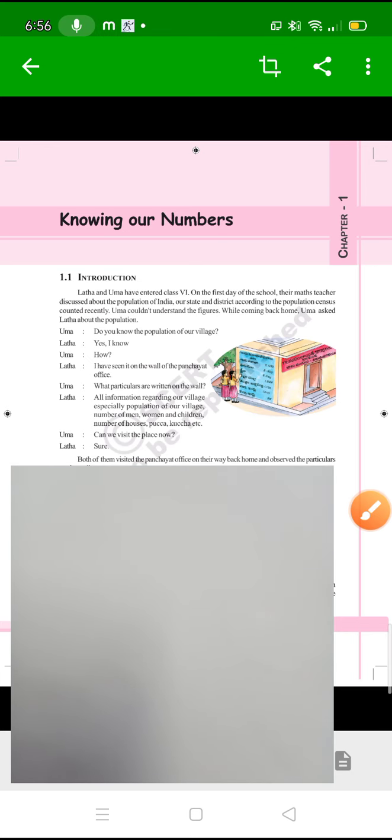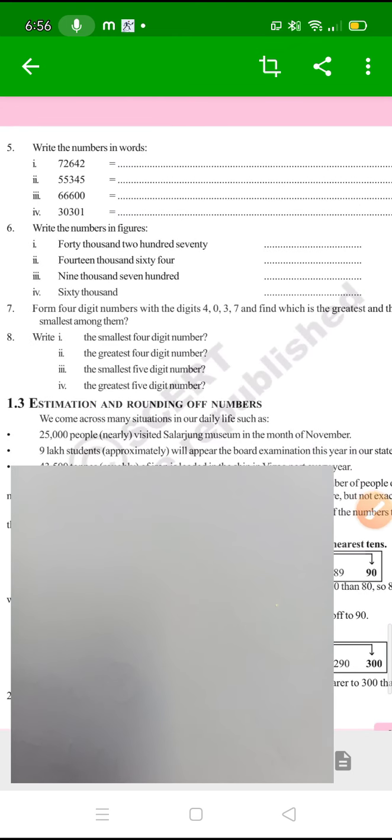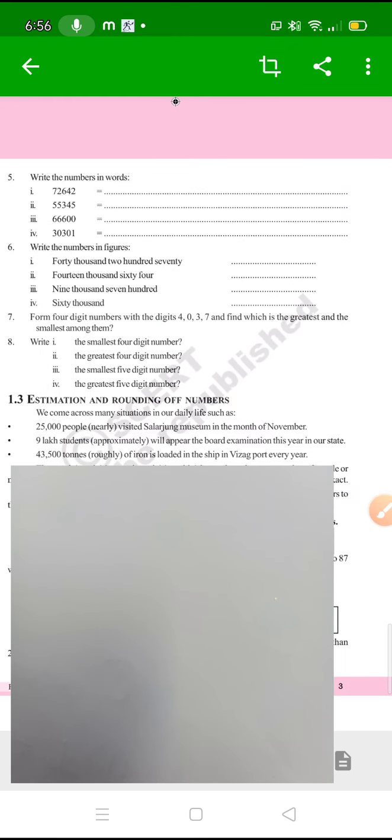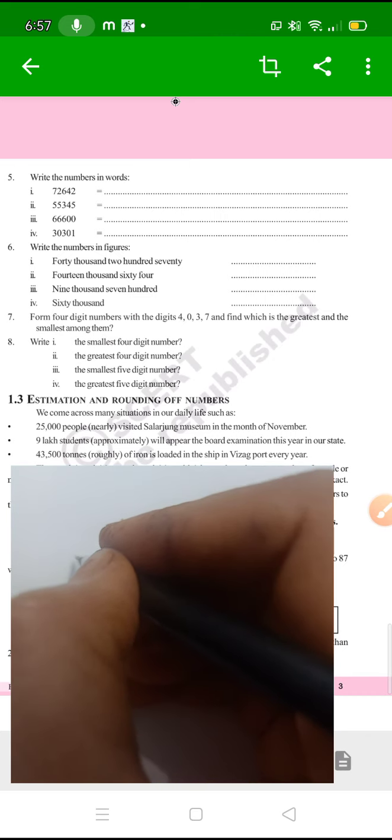Till now, in the last class, we have seen about knowing our numbers up to the 6th bit. Now, move to the 7th bit, that is this one. In this, observe the 4 digit numbers with the digits 4, 0, 3, 7.